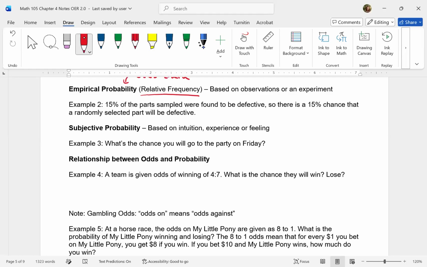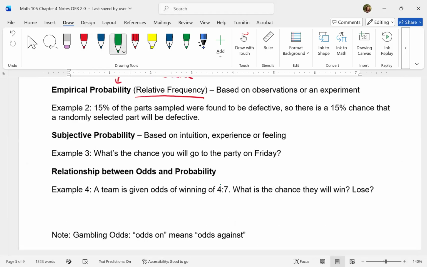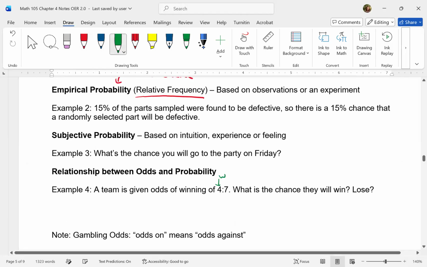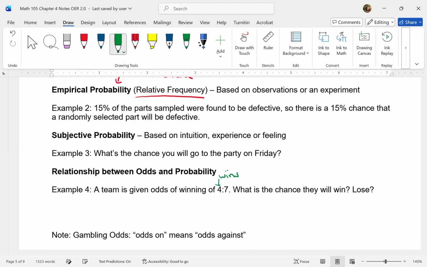So when a team is given odds of winning at 4-7, what that means is the 4 represents wins. I'm actually going to zoom in a little so I can write it a little smaller. There we go. That is the wins. And then 7 represents losses. So 4 wins, 7 losses.